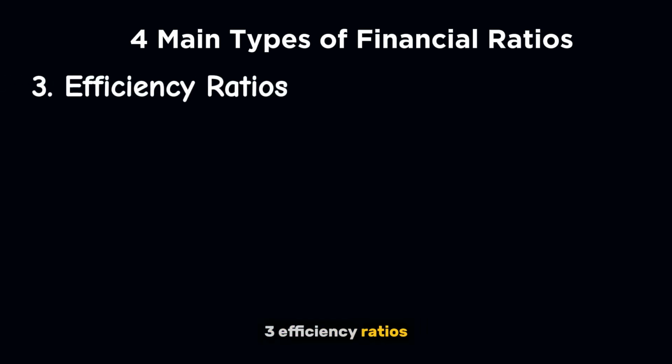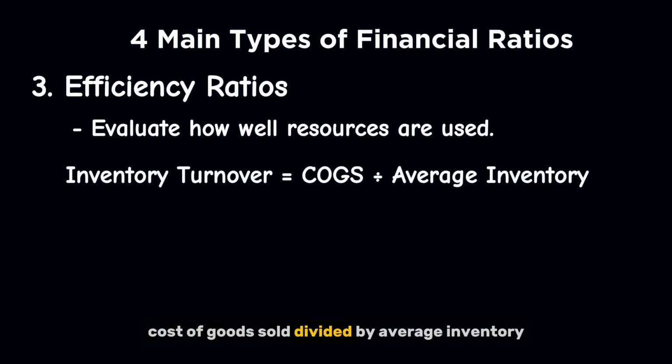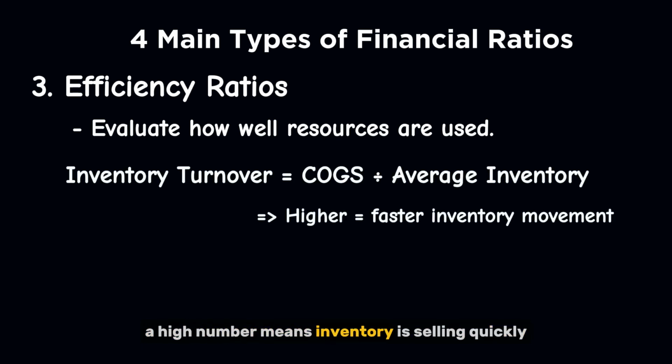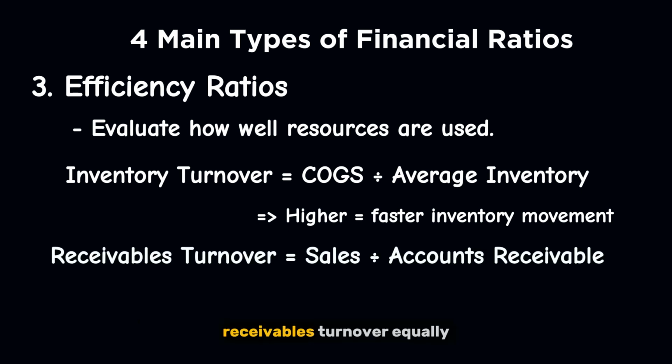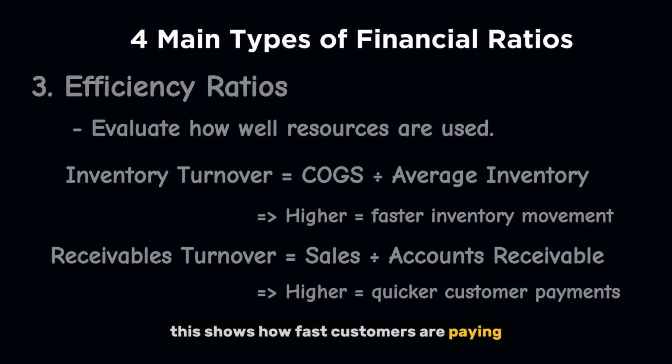3. Efficiency ratios. These track how well a business uses its resources. Inventory turnover: cost of goods sold divided by average inventory. A high number means inventory is selling quickly. Receivables turnover: sales divided by accounts receivable. This shows how fast customers are paying.